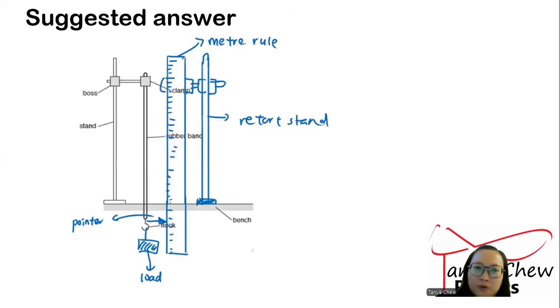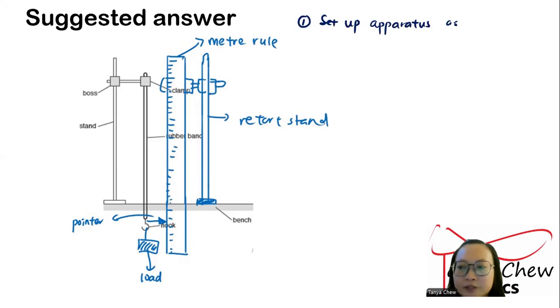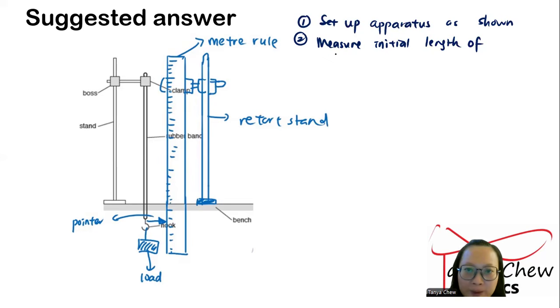Right, so this is how you're supposed to do it. Set out the apparatus as shown in the diagram, right? And then place a load. Okay, I just write it here. Set up apparatus as shown. Okay, measure initial length of rubber band by using meter rule.